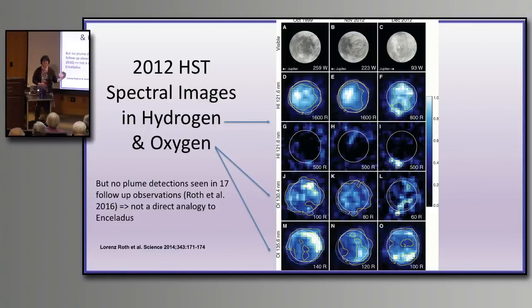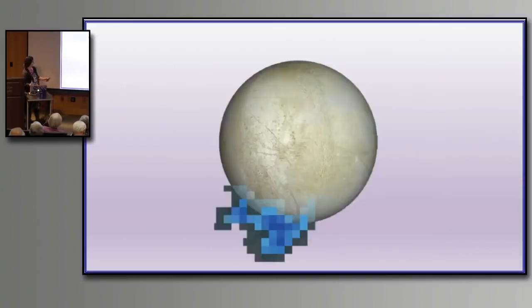But because they didn't see the plumes again, there was already hints that Europa could not be like Enceladus. Enceladus is very regular cryovolcanism, if you will. So if you wanted to take a pretty picture and put it together, this is the location of the plumes, and then here is Europa.